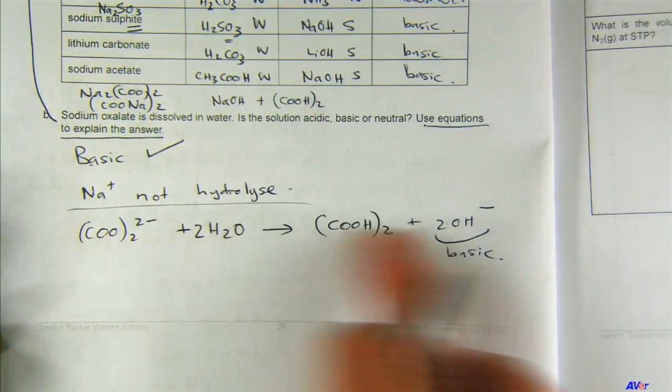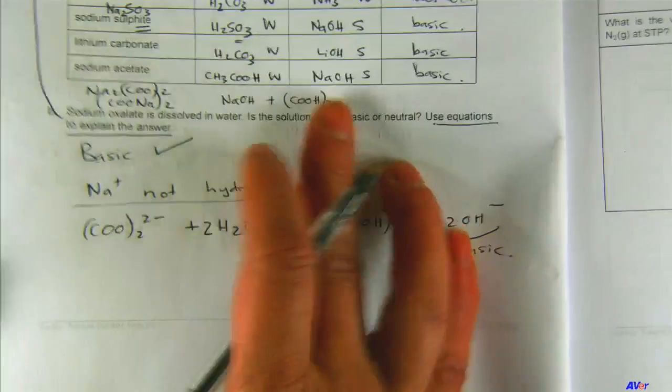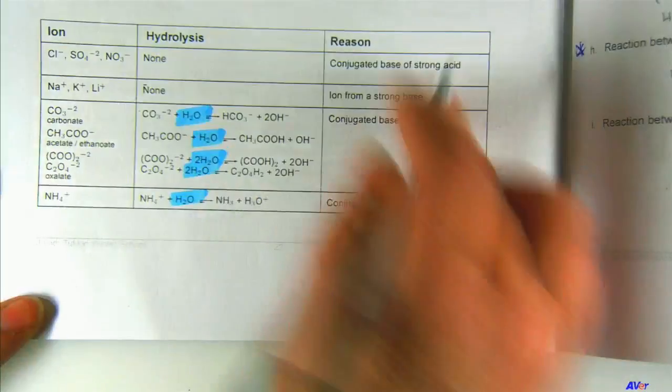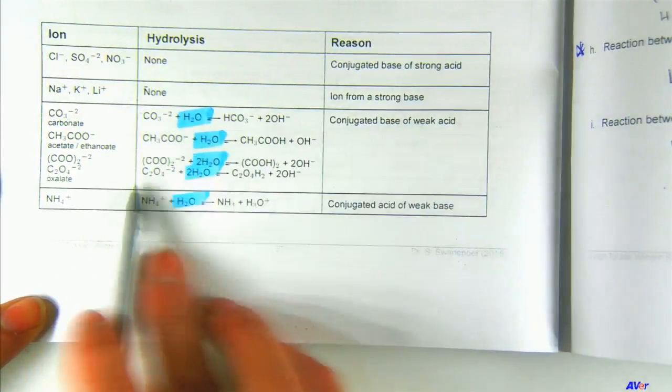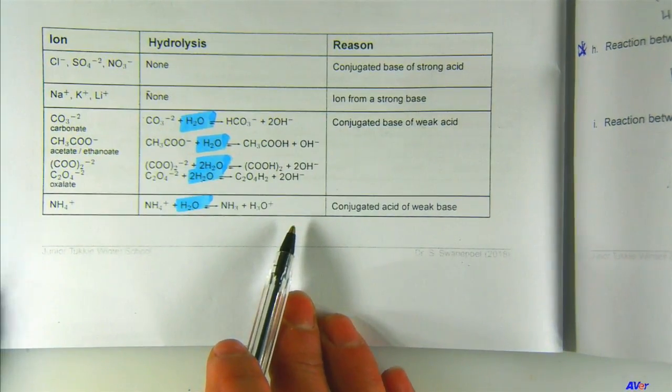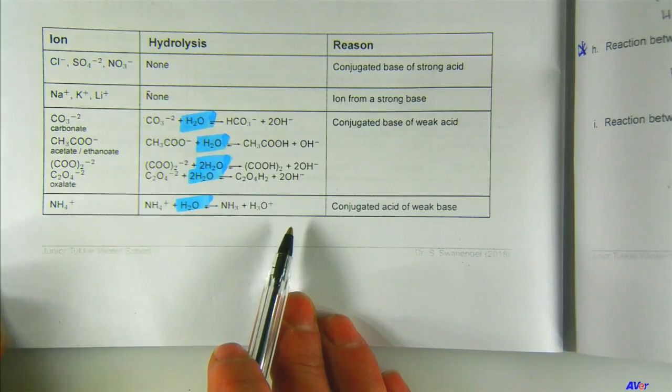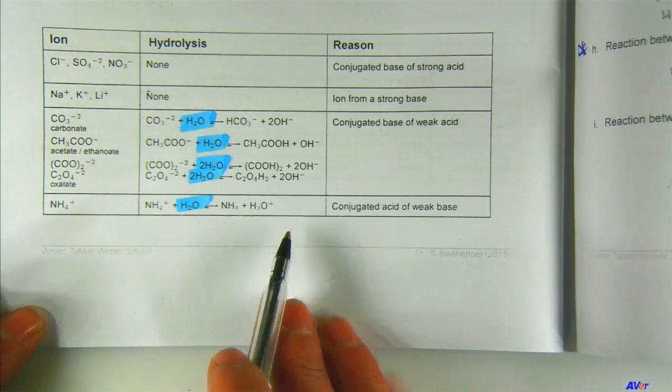So if you find it difficult to write the equations, just turn back and reread that table. Because there I gave you most of the equations that you might need. Right, it's all there. Have you learned something today?